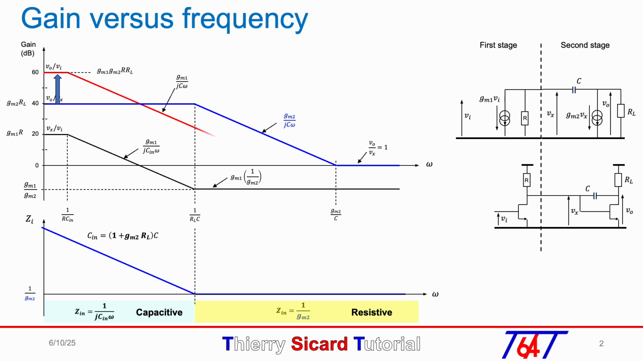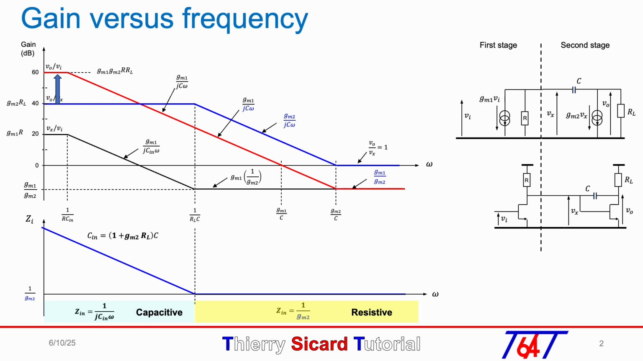Then, by multiplying black and blue curves between 1 over RLC and GM2 over C, we will get the gain GM2 over jCω times GM1 over GM2. By simplifying and removing both GM2 in numerator and denominator, we will get the gain GM1 over jCω. Of course, for angular frequency GM1 over C, the gain is equal to 1.